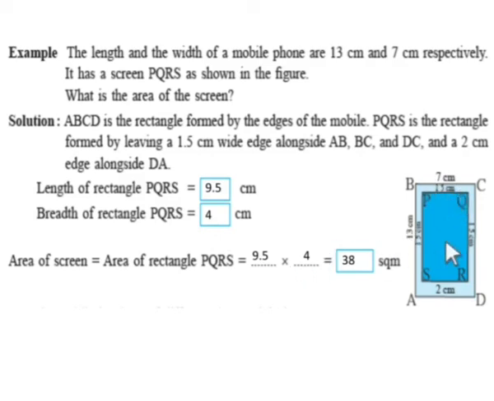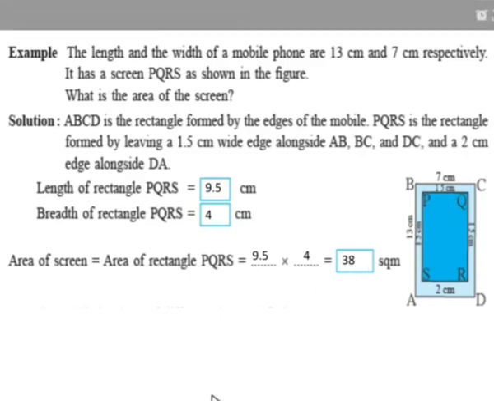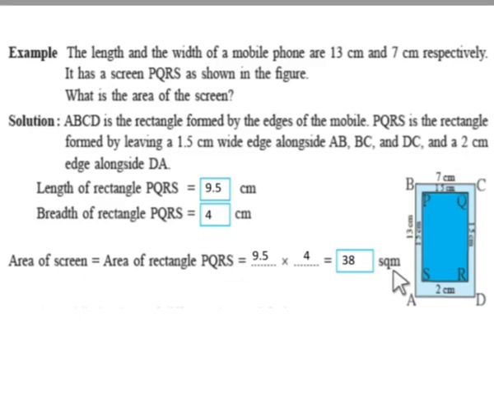So we will multiply length with breadth, that is 9.5 with 4, we will get the area of rectangle PQRS, that is 38 square centimeter. Therefore, here children there is a misprint in the book. You will make it as square centimeter. Now it is 38 square centimeter is the area of the screen. Children, you all have to complete your copies till here.